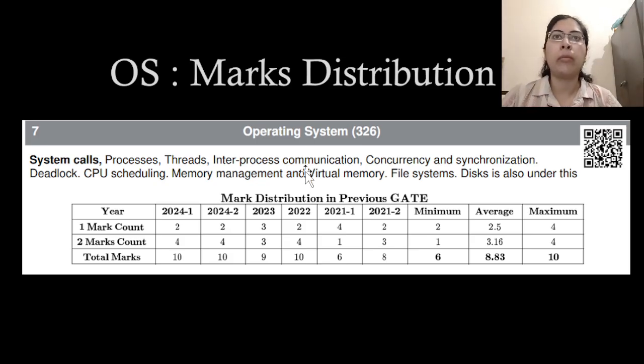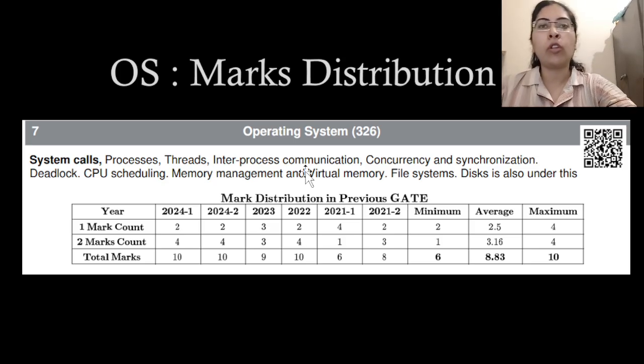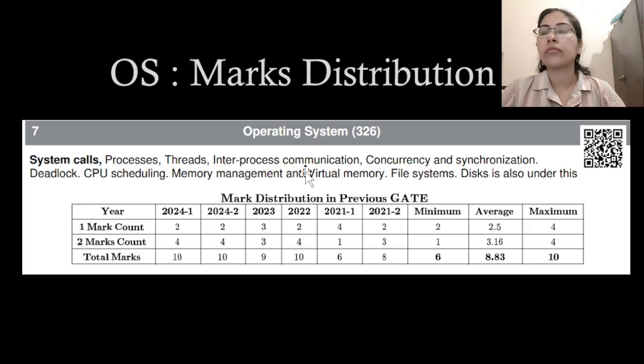So first is all about the marks distribution. What is the marks distribution of the operating system? In 2024 paper 1 it came about 10 marks. In 2024 paper 2 it came about 10 marks. In 2023 it came about 9 marks. In 2022 it came about 10 marks. In 2021 paper 1, 6 marks. In 2021 paper 2 it came about 8 marks. So minimum it came of 6 marks, maximum it came of 10 marks and average is about 8 marks.